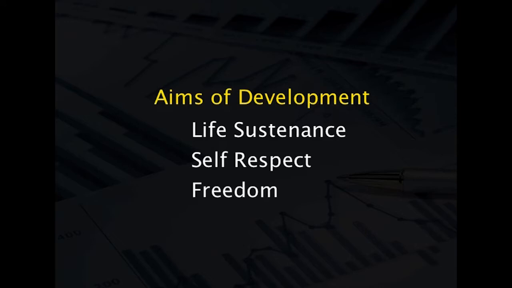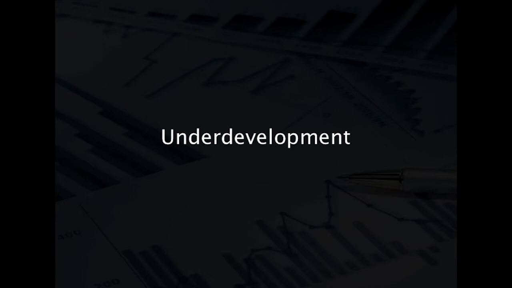Coming to the aims of development, there are three basic elements behind any development program: life sustenance, self-respect and freedom. Life sustenance is connected to people who have certain basic needs like food, shelter, clothing, health and security, without which it is difficult to survive. They are also considered life-sustaining requirements. When there is a short supply of these facilities, the situation is called underdevelopment.